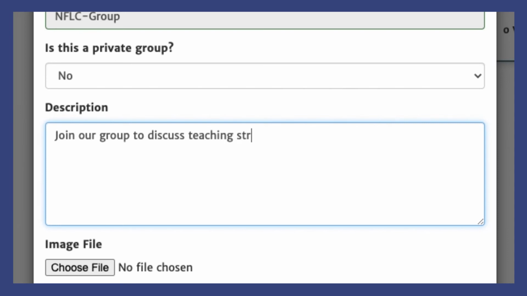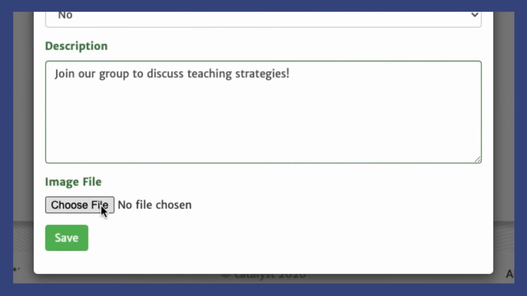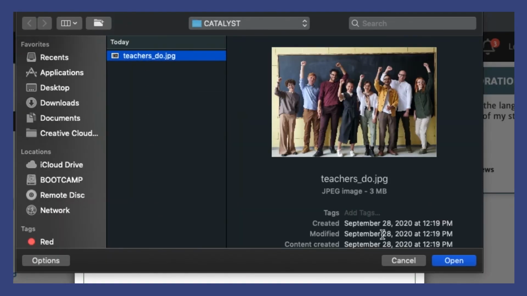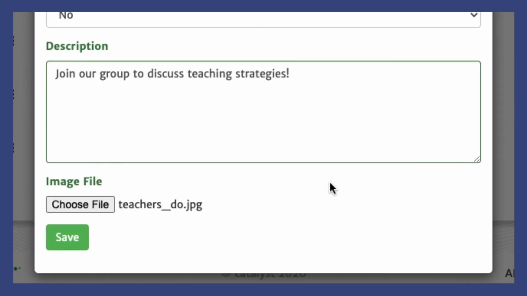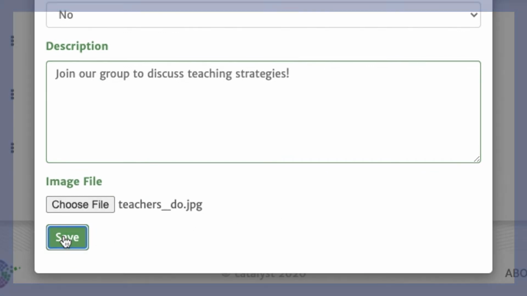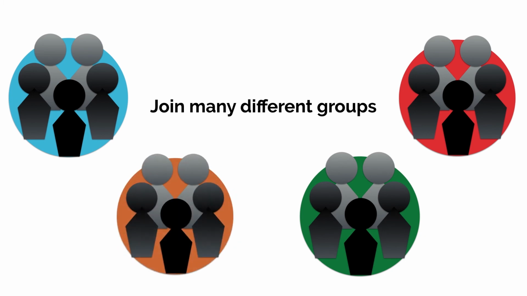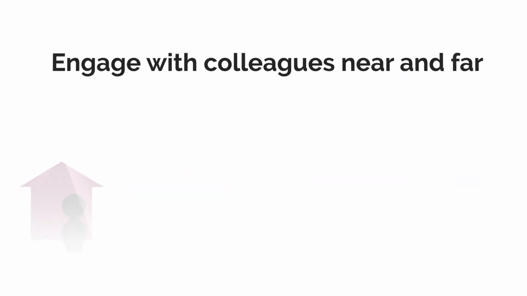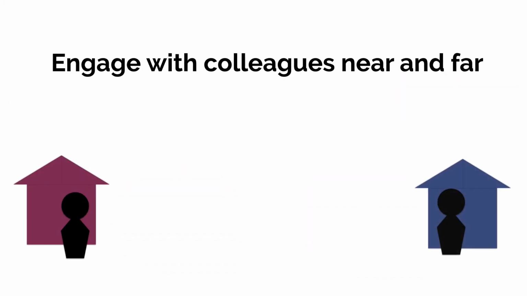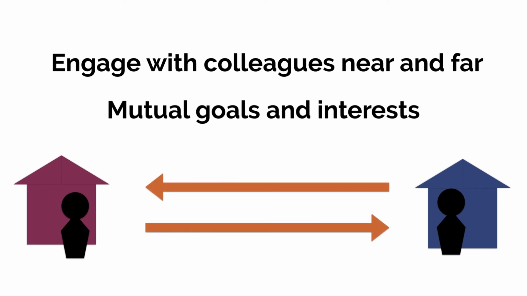Add a description of your group, especially if you are public-facing and want others to join. Optionally, add an image to go with your group. Catalyst allows users to join many different groups, allowing educators to engage with colleagues near and far to work towards mutual goals and areas of interest.